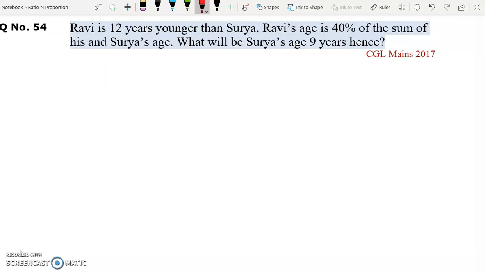Question number 54. Ravi is 12 years younger than Surya. Ravi's age is 40% of the sum of his and Surya's age. What will be Surya's age 9 years hence? So in this question, Ravi is 12 years younger than Surya. This means the age difference between Surya's age and Ravi is 12 years. So Surya's age minus Ravi's age is equal to how much? 12 years.